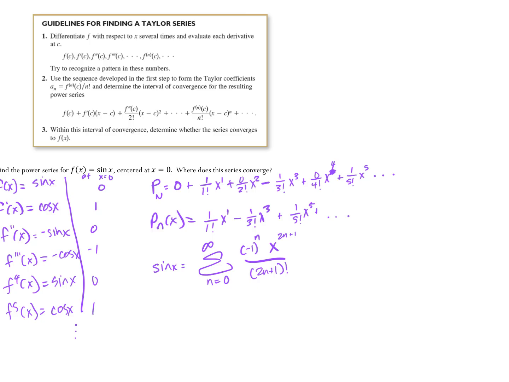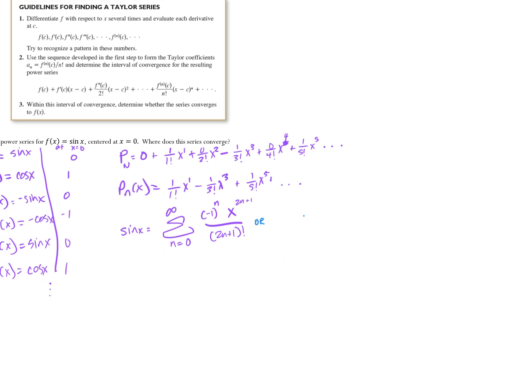I could very easily, and if you guys did this, I would make sense out of it, we could have written this as the sum from n equals 1 to infinity of negative 1 to the n. No, that should be negative 1 to the n plus 1. Now this x would be to the 2n minus 1, and 2n minus 1 factorial. Are we okay?